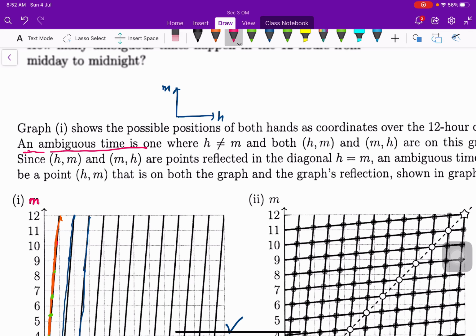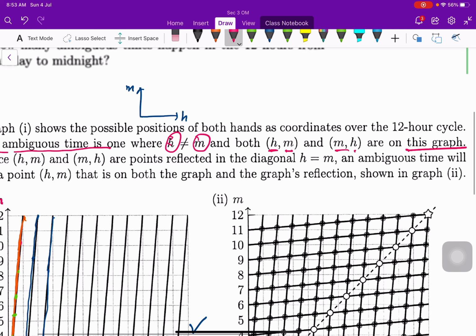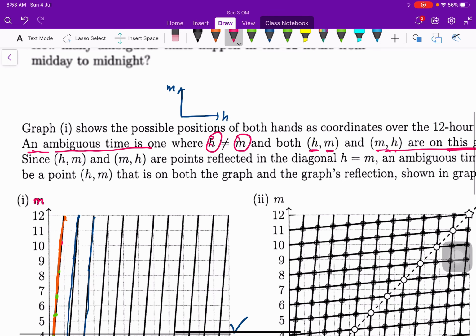An ambiguous time is one where your hour hand and the minute hand are not equal, and these coordinates HM and MH are both on this graph, right? And since this point and this point are reflected on the diagonal. Can you see that? Let's say in the normal coordinate system, this is XY, right? If I call this point 3, 4, then this point is actually 4, 3.